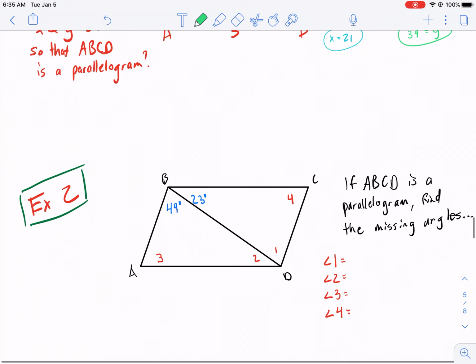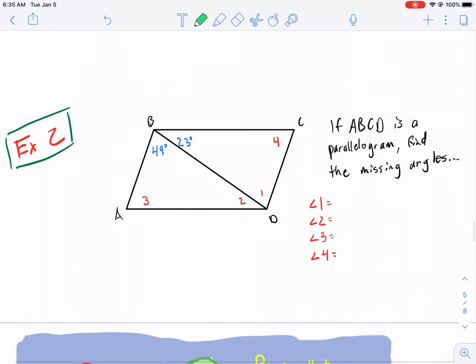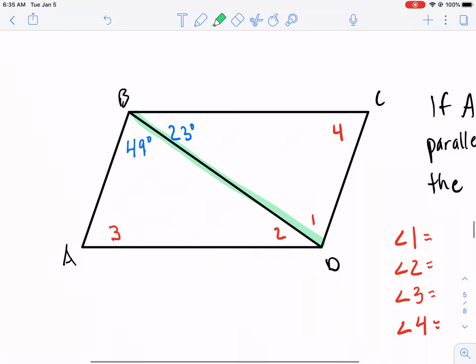Example 2 is a little bit tougher. Here we have ABCD as a parallelogram, find the missing angles. Now, this one's a little tricky because it gives you this split right here. So students often will be like, okay, why is that split? What does that mean? Okay, just calm down.